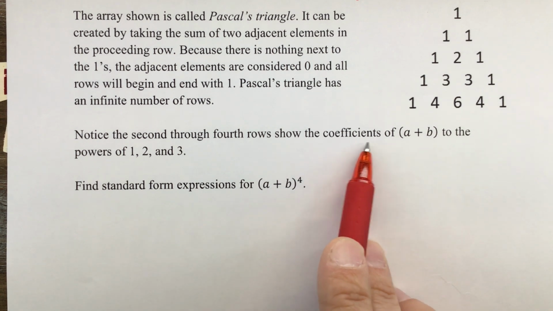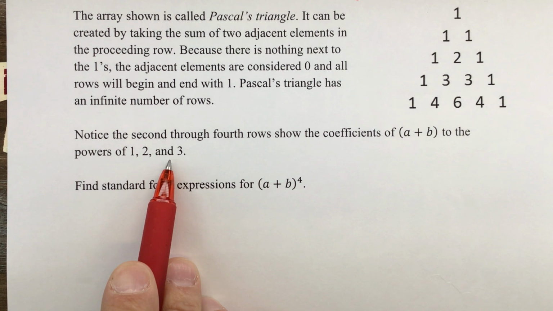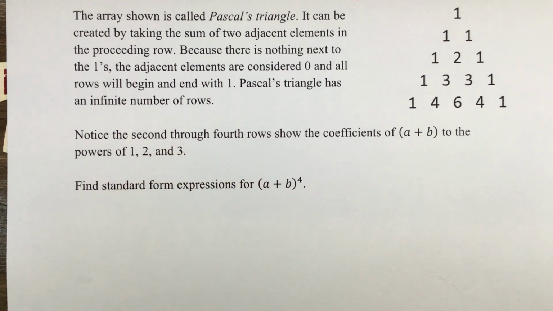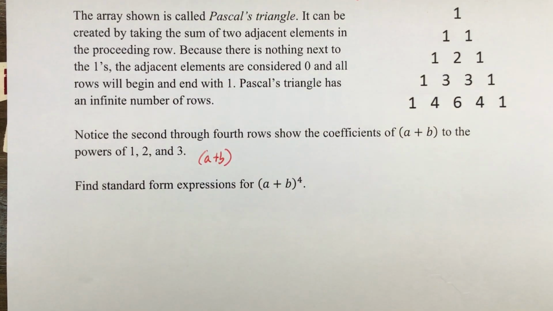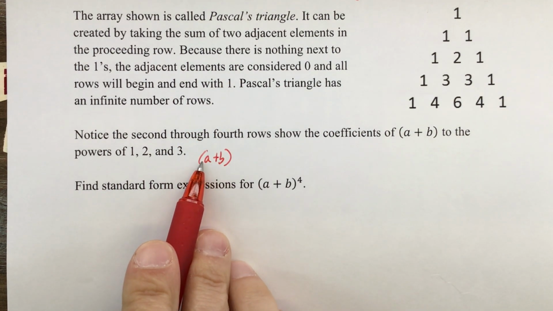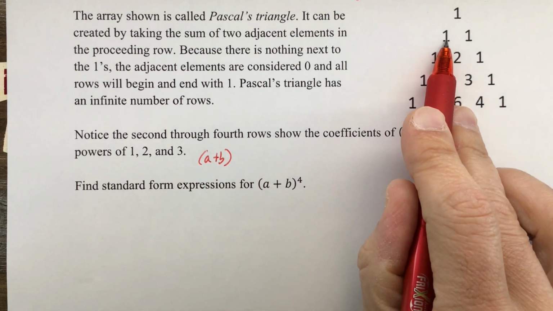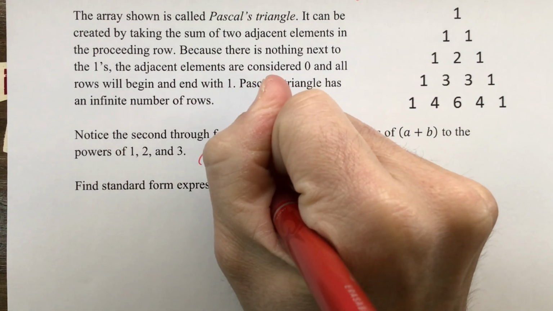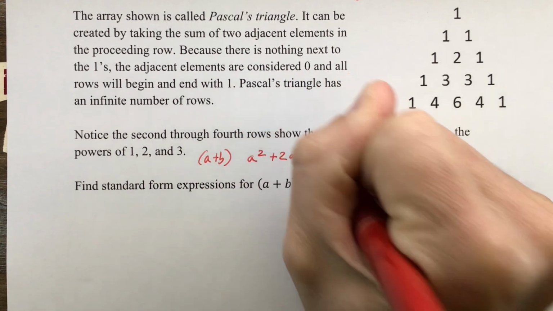The coefficients of a plus b to the powers of 1, 2, and 3 can actually be seen in the second, third, and fourth rows. Okay, so let's just look at a plus b. The coefficients of a and b are both 1s. You have a 1a and you have a 1b, which could match those two numbers here, 1 and 1. When we took a plus b and squared it, we got a squared plus 2ab plus b squared.